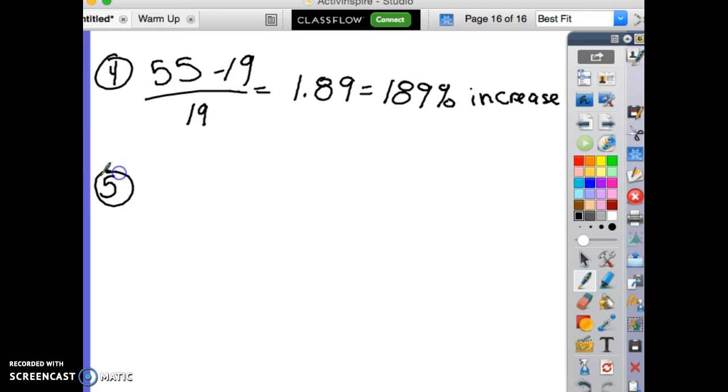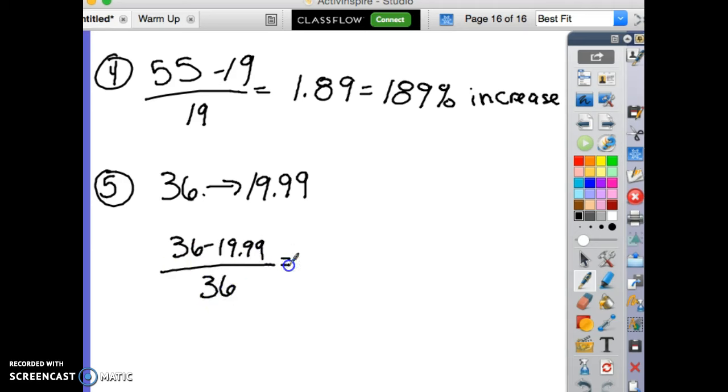Okay, number 5. Number 5 is a story problem, but it's really the same thing. It just looks longer. So you have a shirt that cost $36, was on sale for $19.99. What was the percent of change? So we started at $36 and we went down to $19.99. So we know we're talking about a percent decrease. So I'm just going to subtract 36 minus $19.99 divided by the original amount of the shirt. And we got 0.44, which is 44% decrease.